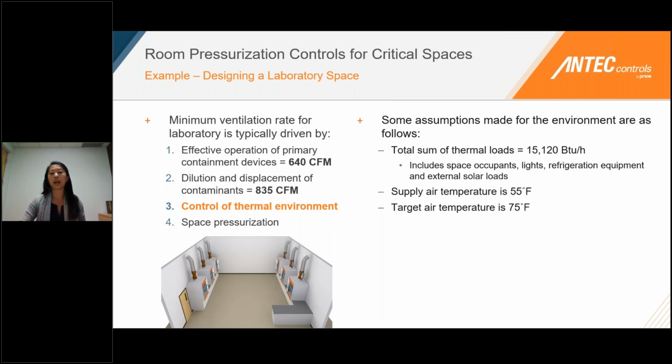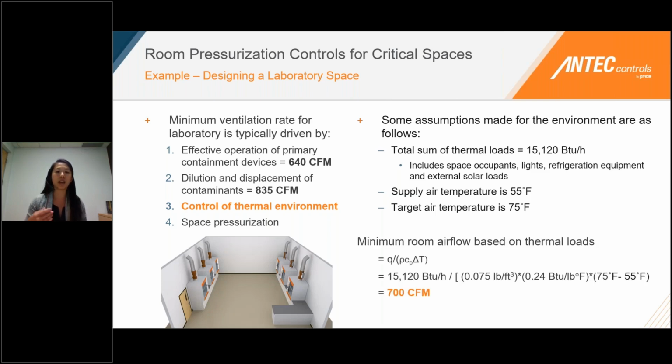And then we have our supply air temperature and the target room temperature as well. So using that calculation, we can see that with all the thermal loads at their peak, we're going to need a minimum of 700 CFM supplied into this space in order to wash over all of that equipment and condition that room so it is still comfortable.